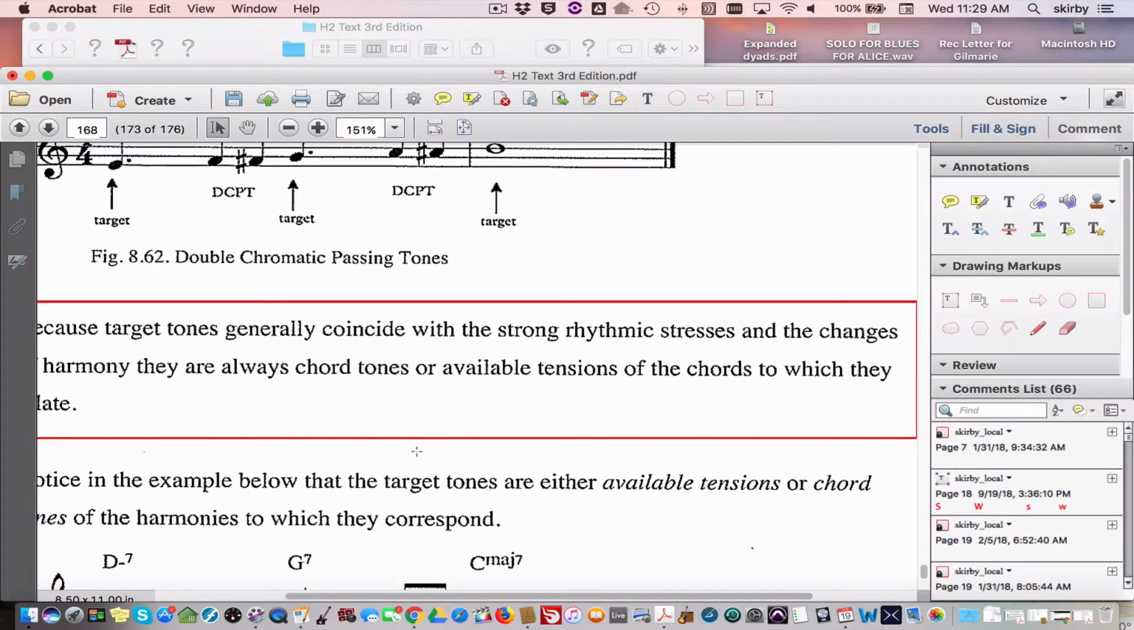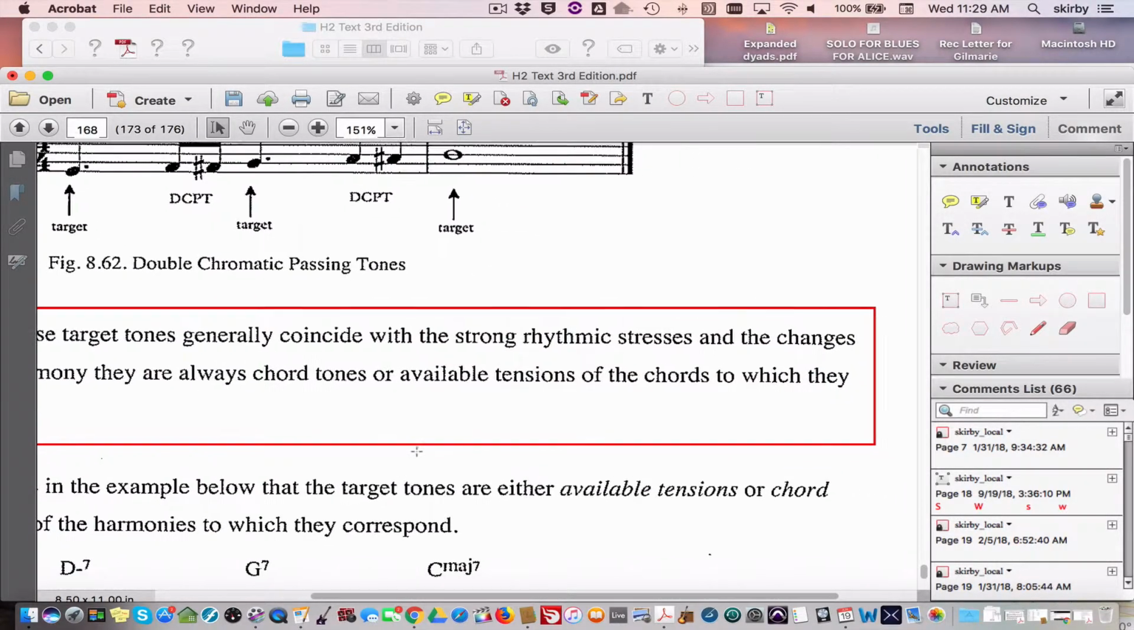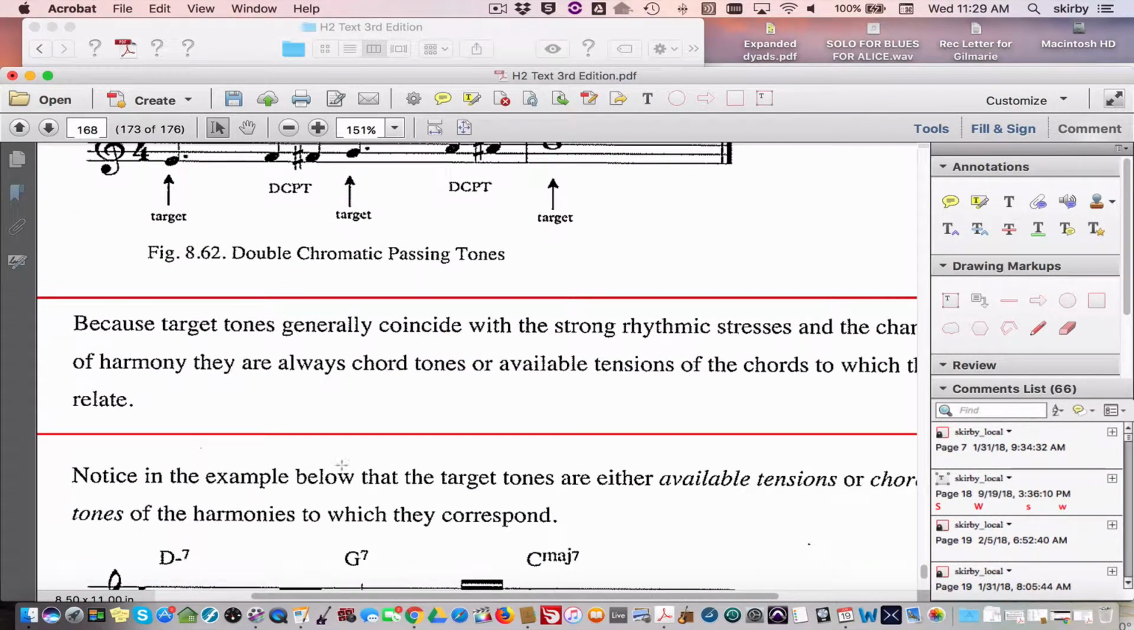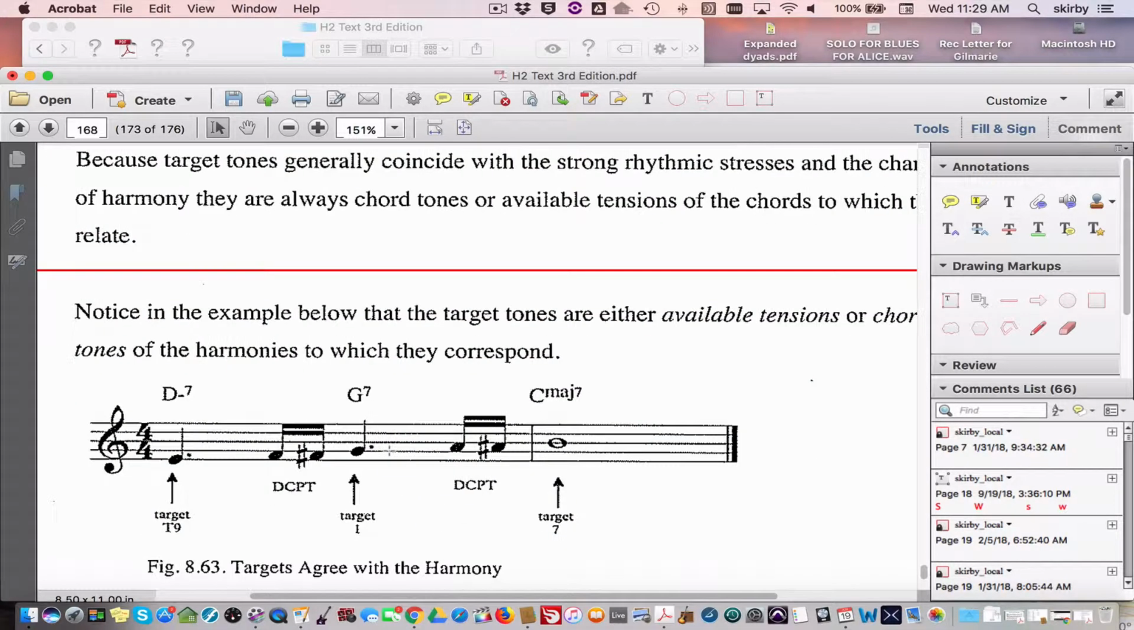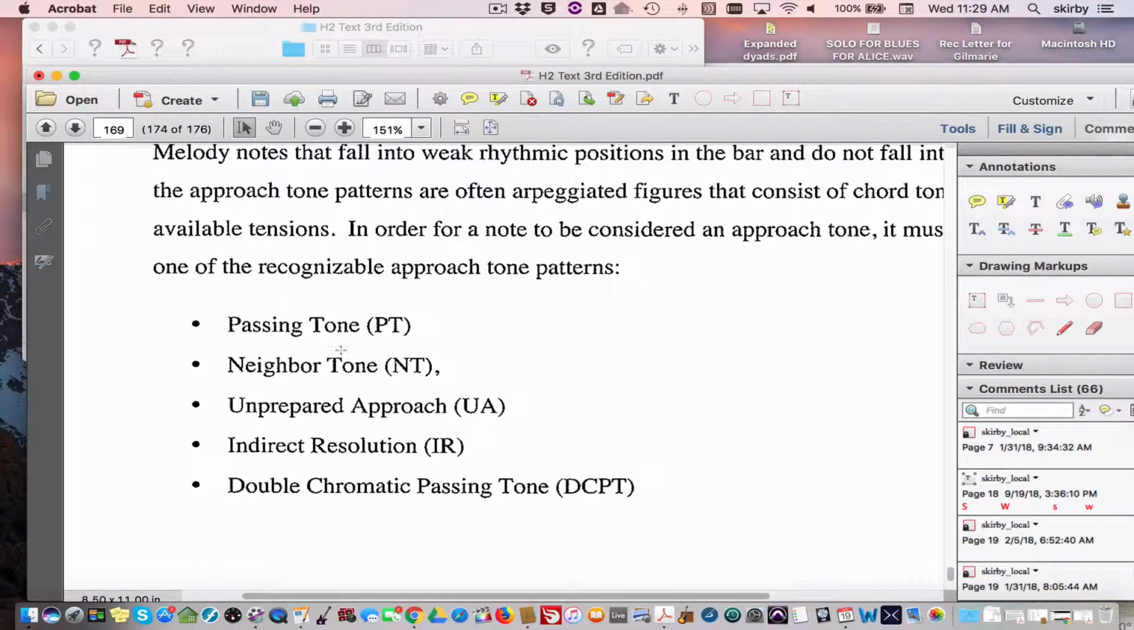Because target notes generally coincide with strong rhythmic stresses and the changes of harmony, they are always chord tones or available tensions. So that's just another way of saying what I said at the beginning, which is target notes must always be available in the harmony. I'd like to remind you that this is from the Harmony 2 text, so you should own that, and you can read in more detail there. It's a really great book.